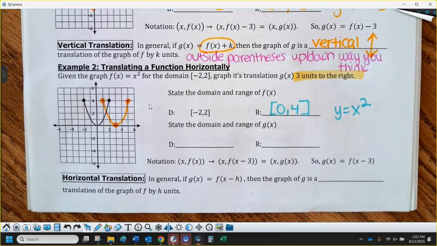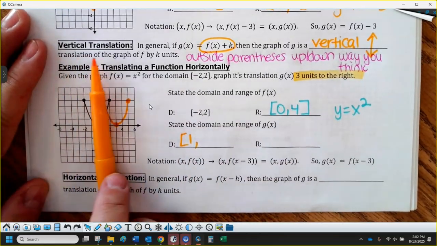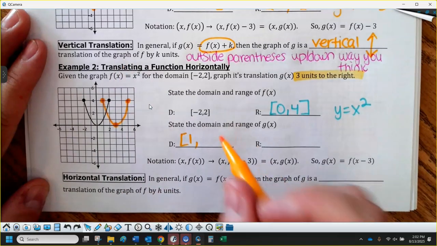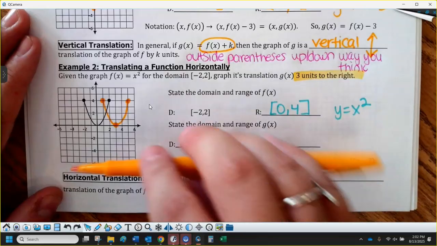Okay, did my domain change? Yes. Okay. So originally, the first x value I touched here was -2, but we scooched everything over 3 spots. So now the first x value I touch is what? 1. What is the last x value I'm going to touch? 5. Okay, perfect. Now, is your range the same? Yes, this does not change.